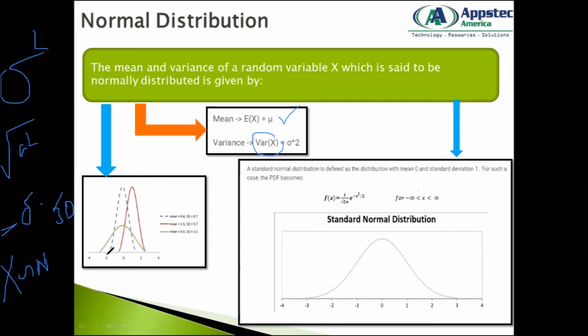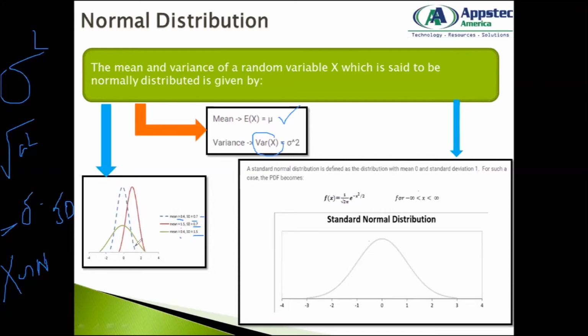the graph would look something like this. If I draw the mean, median, and mode, it would be something like this. So the blue dot is my mean value, the red dot is again my mean value, and I have various standard deviations. At a mean of 0.4 and standard deviation of 0.7, I have this. At a mean of 1.5 and standard deviation of 0.7, I have the red graph. At a mean of 0.4 and 1.5 standard deviation, I have the green graph.